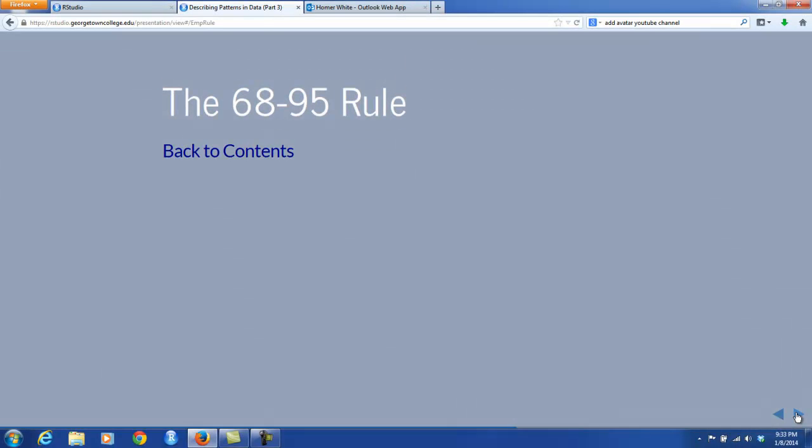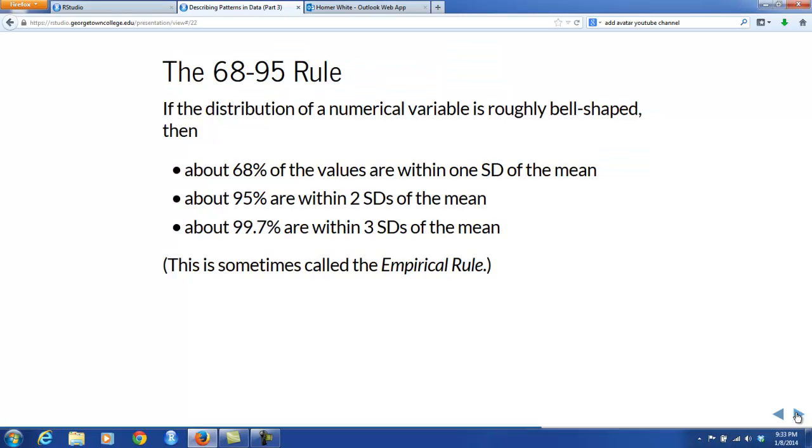One reason why people are so in love with the mean and the standard deviation has to do with our next topic, the 68-95 rule. Here's the idea. If the distribution of a numerical variable is roughly bell-shaped, so if it looks symmetric and unimodal, then you will find that about 68% of the data values are within one standard deviation of the mean, and about 95% are within two standard deviations of the mean. Almost all of them, about 99.7%, are within three standard deviations of the mean.